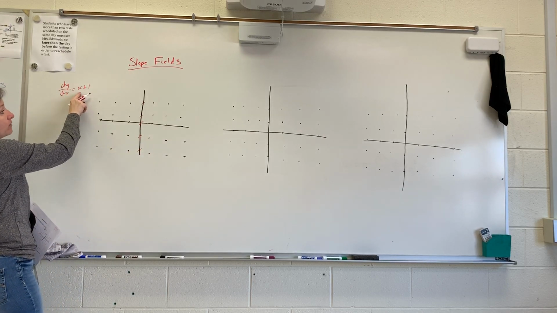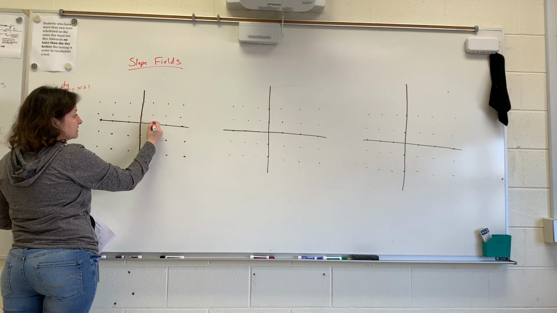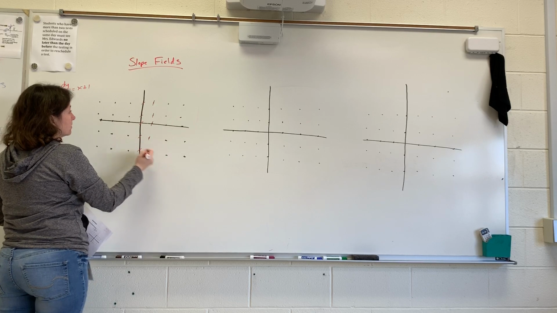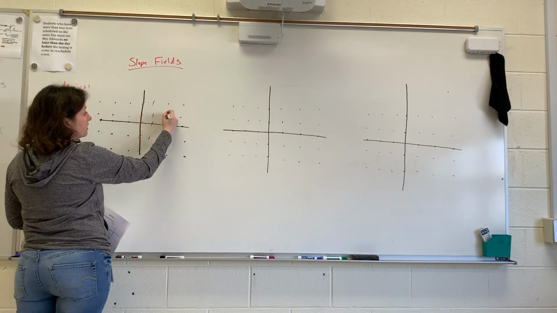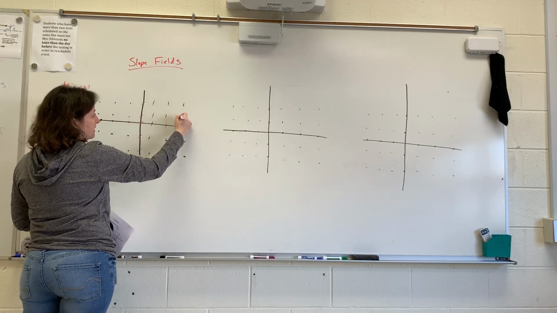Then when x is 1, what's my slope? When x is 1, my slope is 2, so my slopes get a little bit steeper. When x is 2, my slopes are 3, so I'm getting steeper. I'm doing my best. I probably started a little bit too steep to begin with.